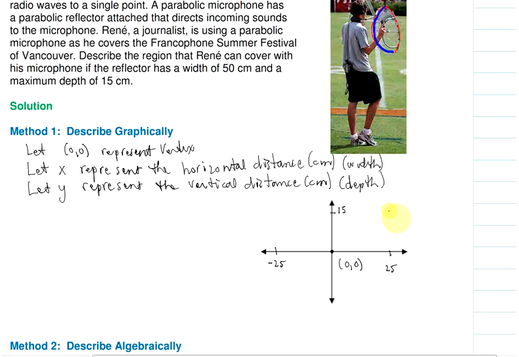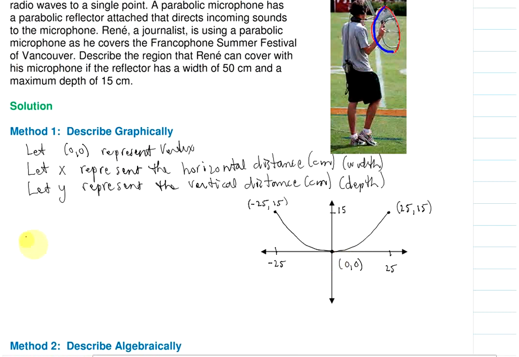So we're going to have a point at 25 and 15. And then the other half of our parabola will be in the left region, the negative region, up to 15. And so it will be at negative 25 and 15. And then we will draw in our microphone. Here we go.